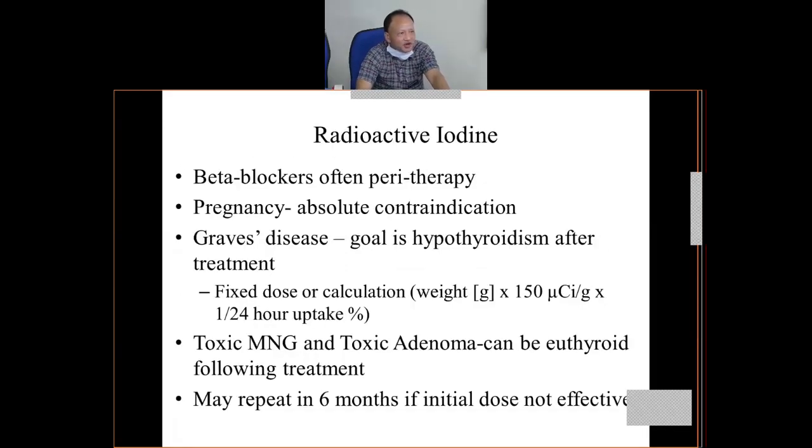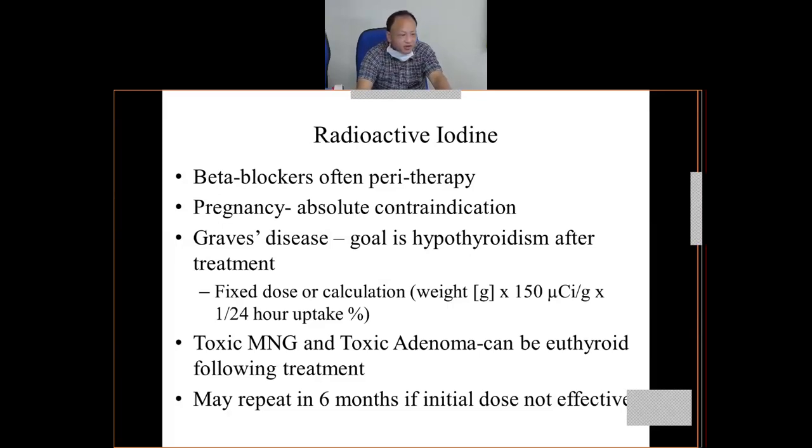Radioactive iodine: a beta blocker is usually given along with it, peritherapy. Pregnancy is an absolute contraindication to radioactive iodine treatment. In Graves' disease, the goal is that you should have hypothyroidism after treatment. The dose is fixed or calculated depending on the weight. Toxic multinodular goiter and toxic adenoma can be euthyroid following treatment. May repeat in 6 months if the initial dose is ineffective.